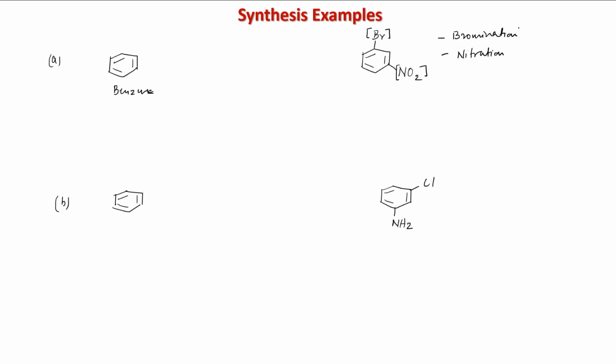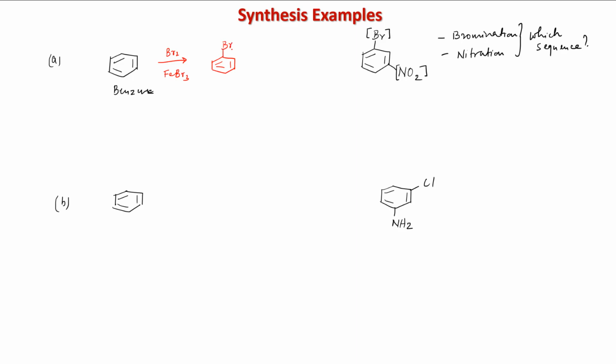And so the big question here is, which sequence should we follow? By that we mean, should we do the bromination first or should we do the nitration first? Let's see what happens when we do either one of them. So starting from benzene, one possibility is that we do a bromination first. So we react benzene with Br2 in presence of FeBr3. This is going to give us bromobenzene.